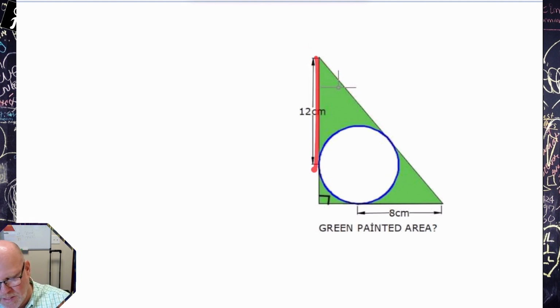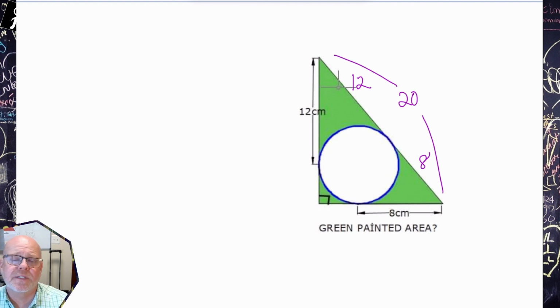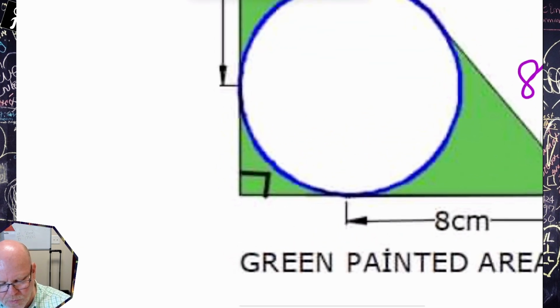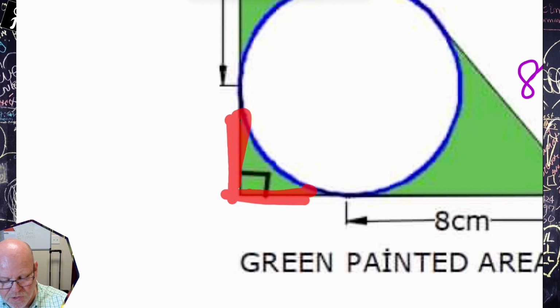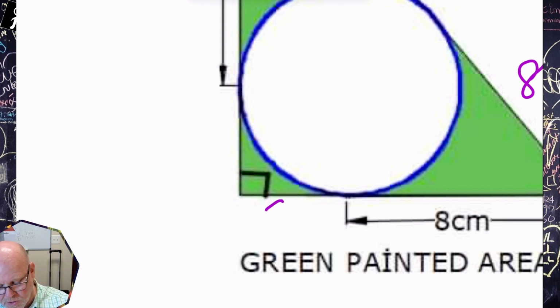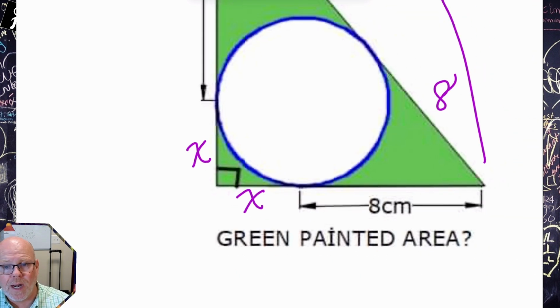So when I see these two lines right here, I know that one of them is 12. That means the other one has to also be 12. And then I can see down here, if this tangent is 8, that means that tangent also has to be 8. So I now know that this hypotenuse is equal to 20. Way down here, we don't know what this length is, but we know it's the same as this length. So these two lengths have to be equal. Let's just call those x for right now.